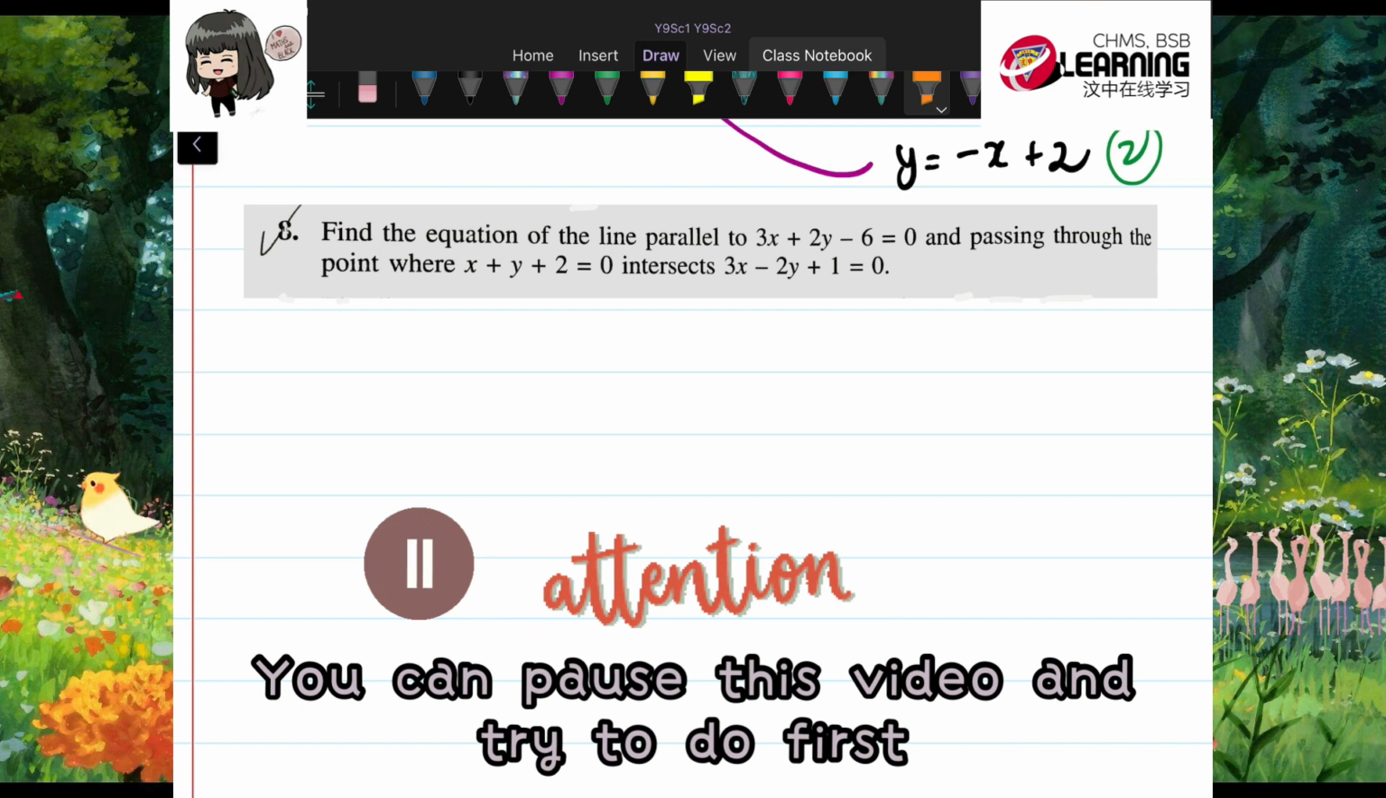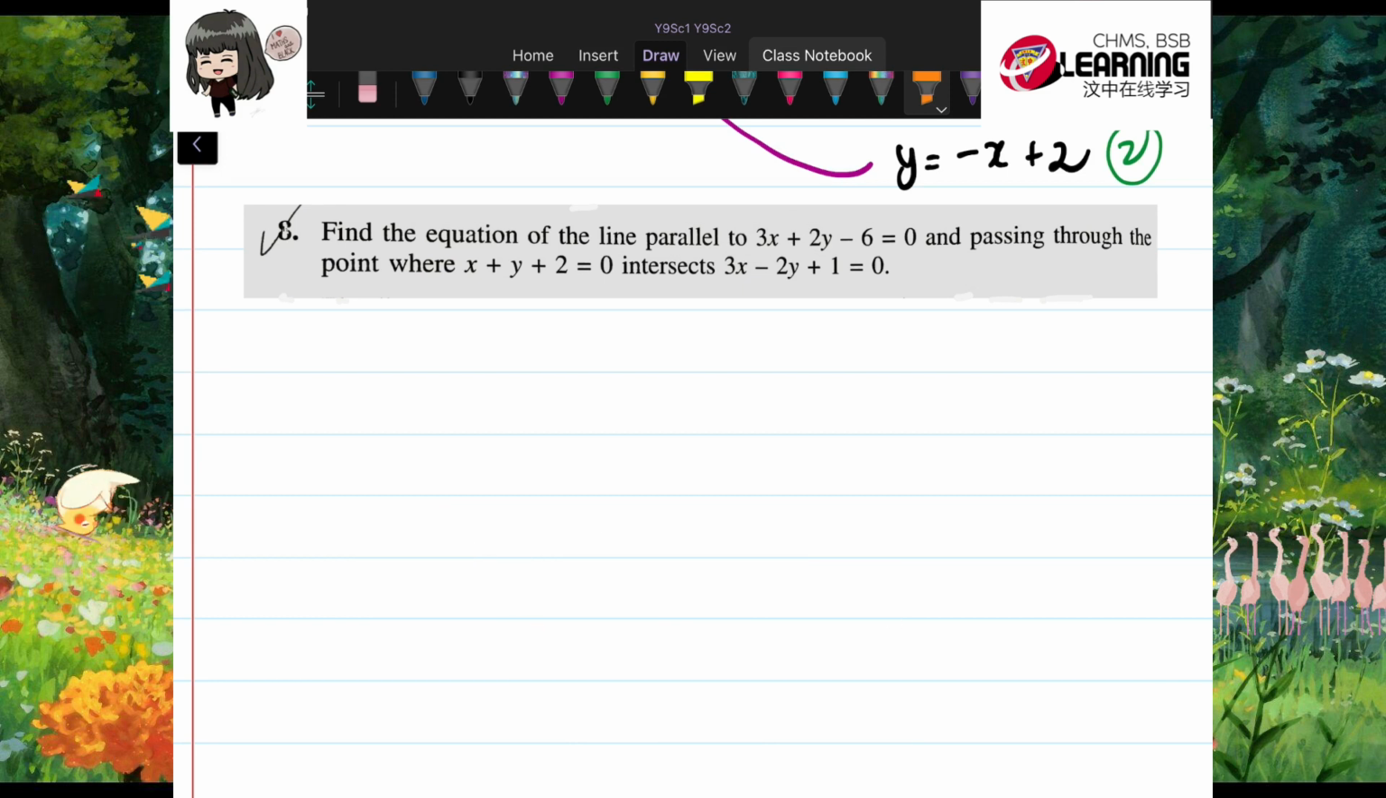You can continue the video and check if your working and my working are the same. If your working and my working are different, but your answer and my answer are the same, it shows that we both have a different method, but you still get the same answer. But why not learn both methods, your own method and my method? Alright, let's look at question number 8.